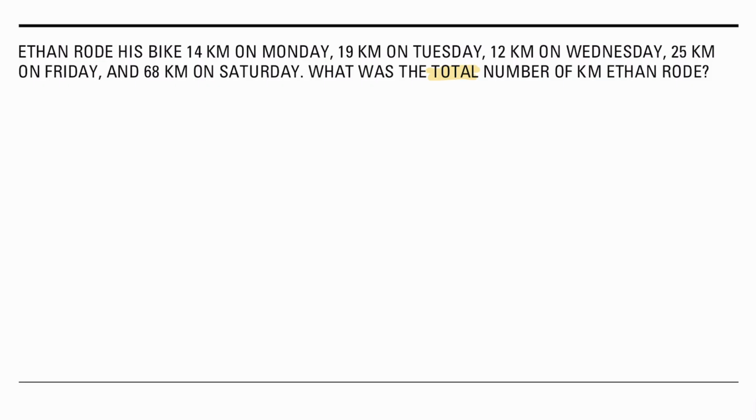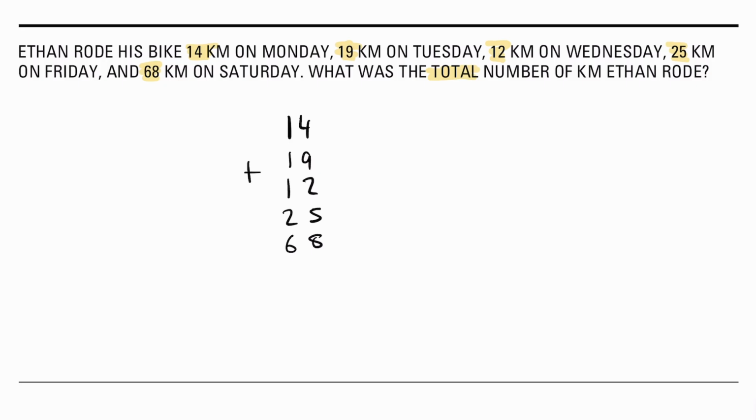So any numbers where we have kilometers, so 14 kilometers, 19 kilometers, 12 kilometers, 25 kilometers, and then 68 kilometers. These all need to be added together to find how many kilometers he rode during that week. And so because they've all got the same amount of places, it doesn't really matter where we start. And so just so that I can make sure I'm getting all of them, I'm just going to start from the first and go all the way through the question. So we end up with 14, 19, 12, 25, and then 68.